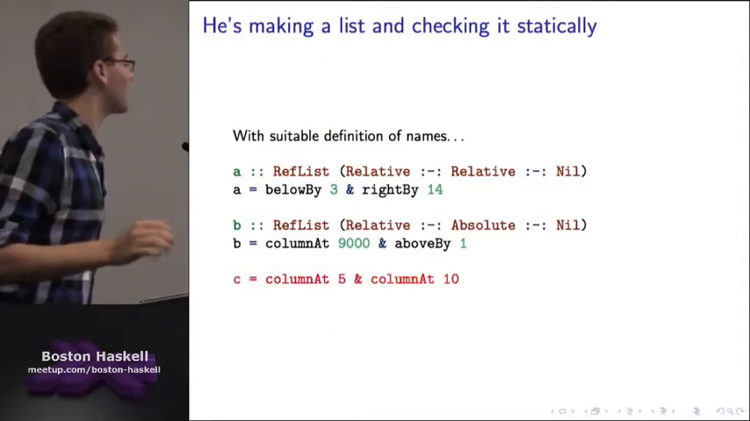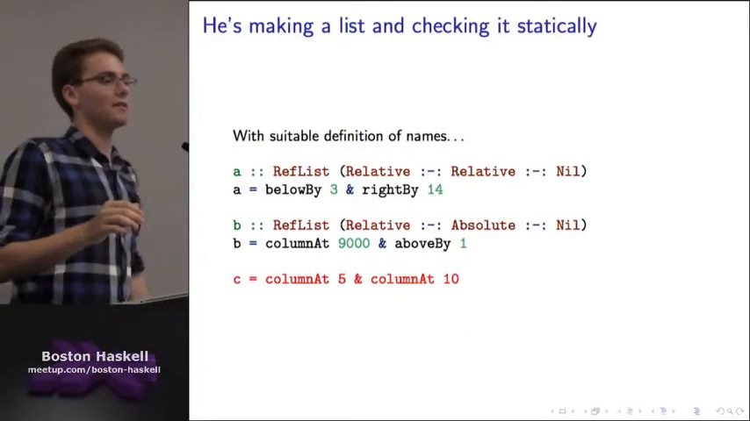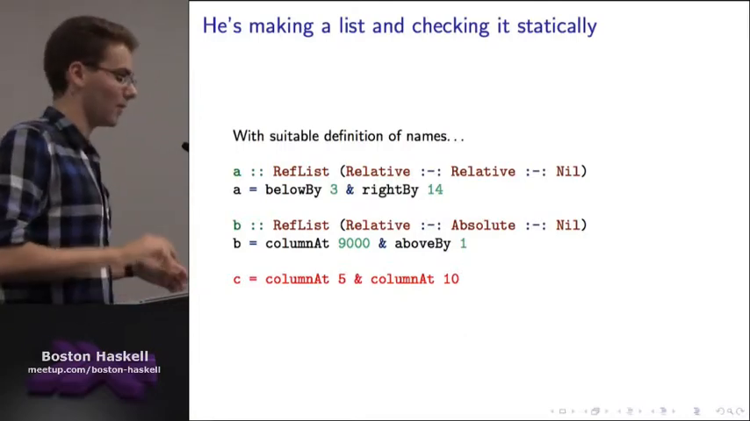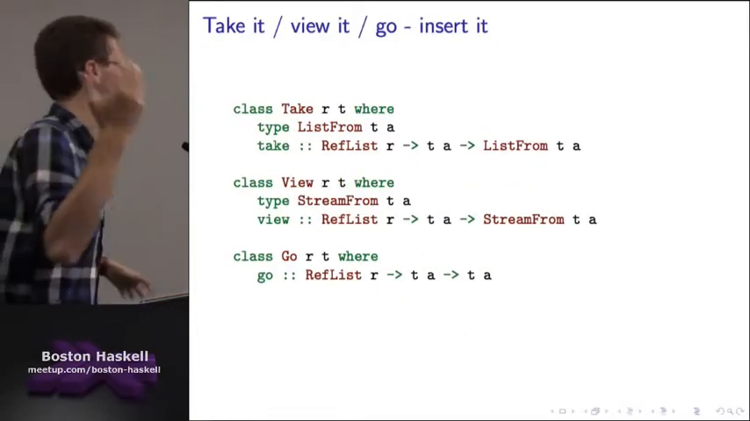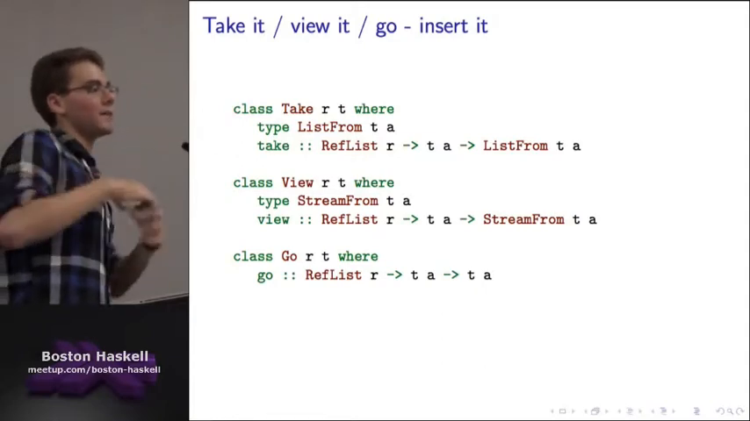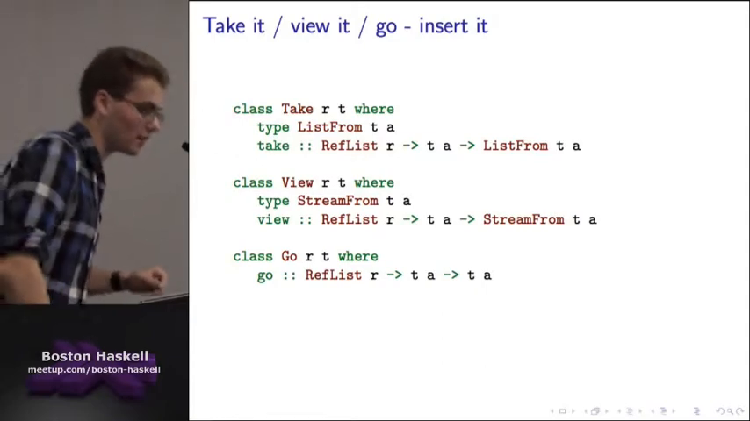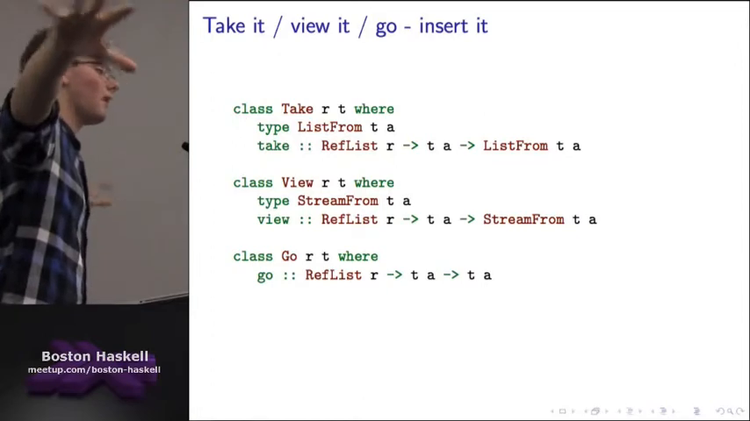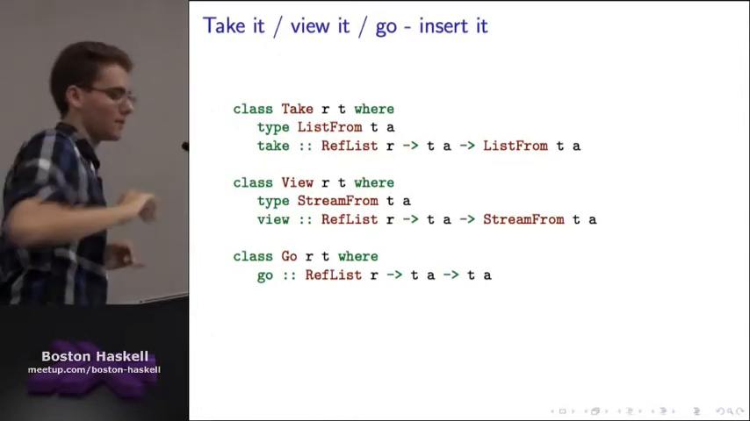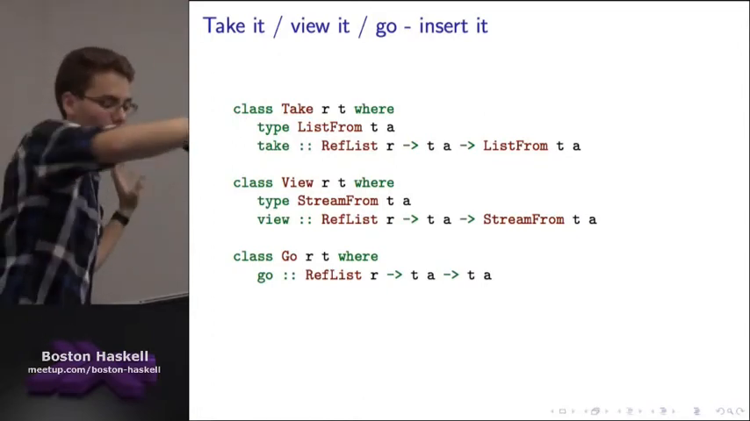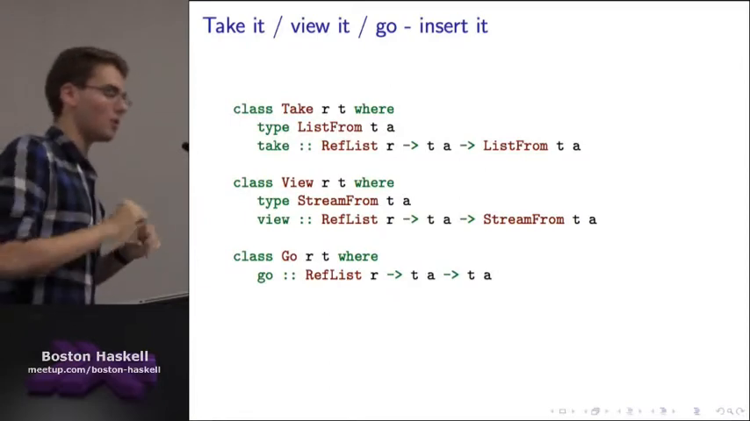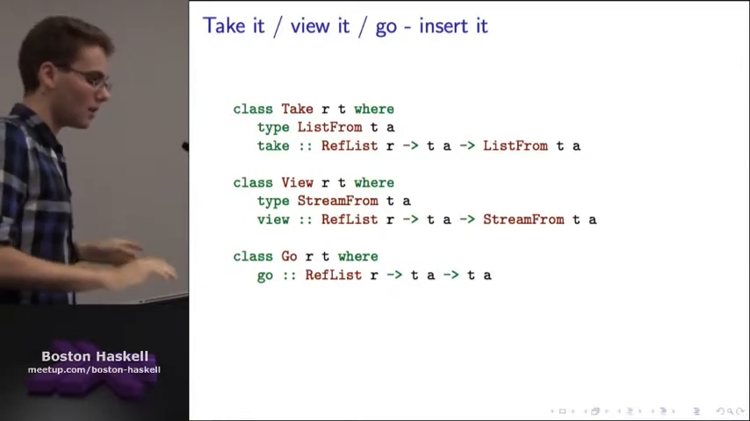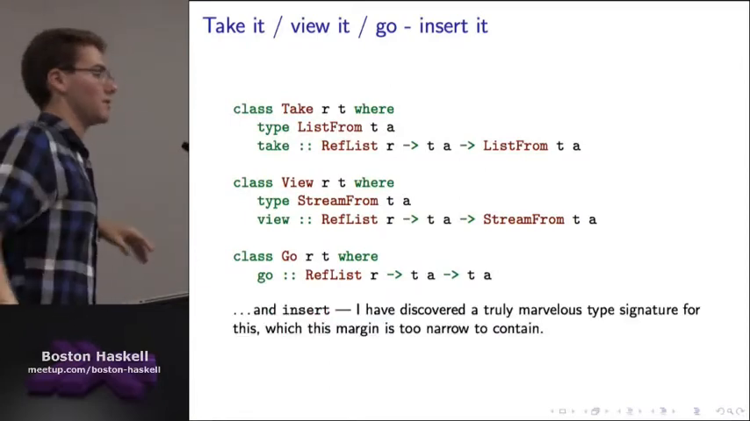But we can't say column at 5 and column at 10 because that doesn't make any sense. And that's a type error. So with these kind of references, we can take things out of a space of some dimensionality. We can view infinite views of streams in a particular dimensional spreadsheet. We can go to a particular location. And we can insert things into one.